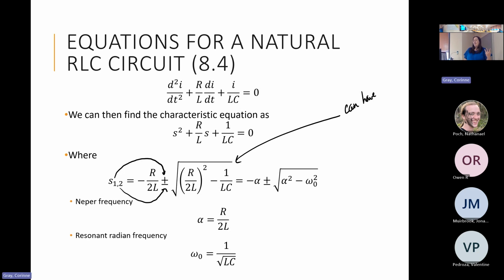We have 3 different types of behavior for our series RLC circuit. It's all coming from this square root here. So we can have a real solution, so the square root is a positive value. We can have imaginary, where the square root is going to be negative. And we can also have the one where the square root is going to be equal to 0. We have 3 different solutions, 3 different types of behavior our circuit can have.